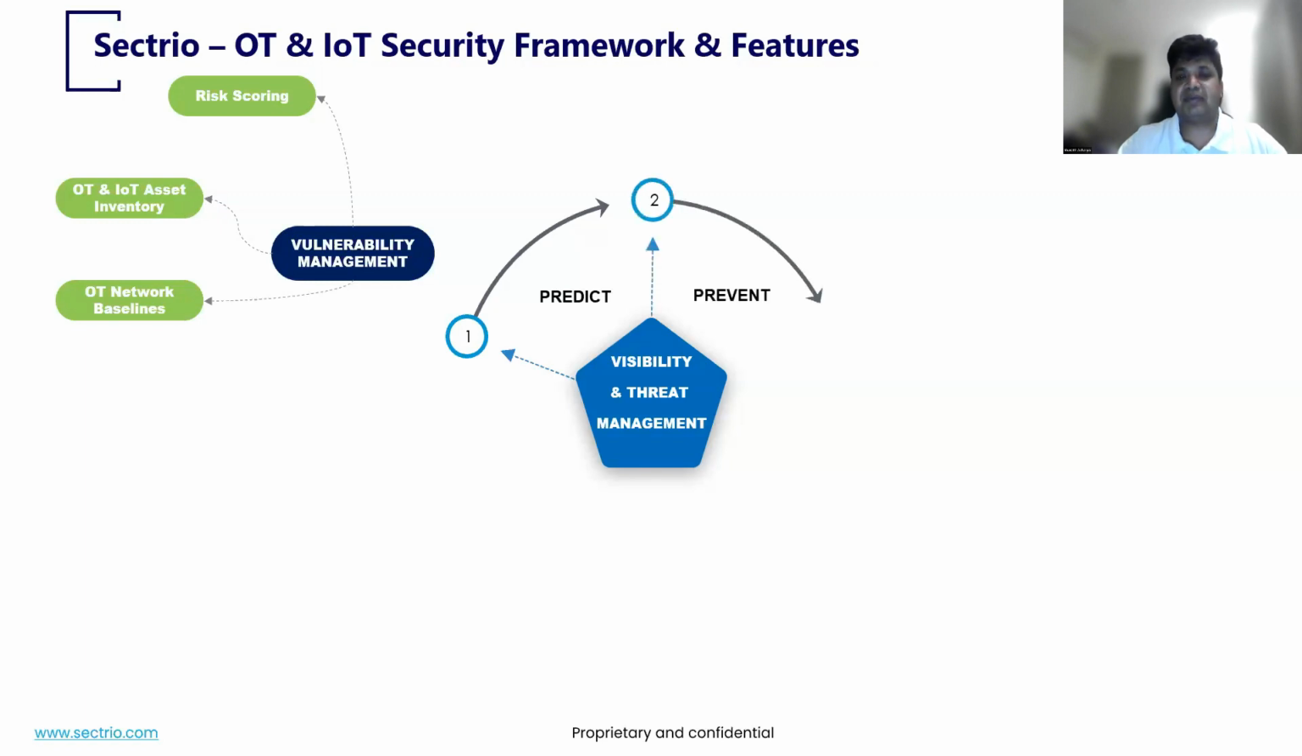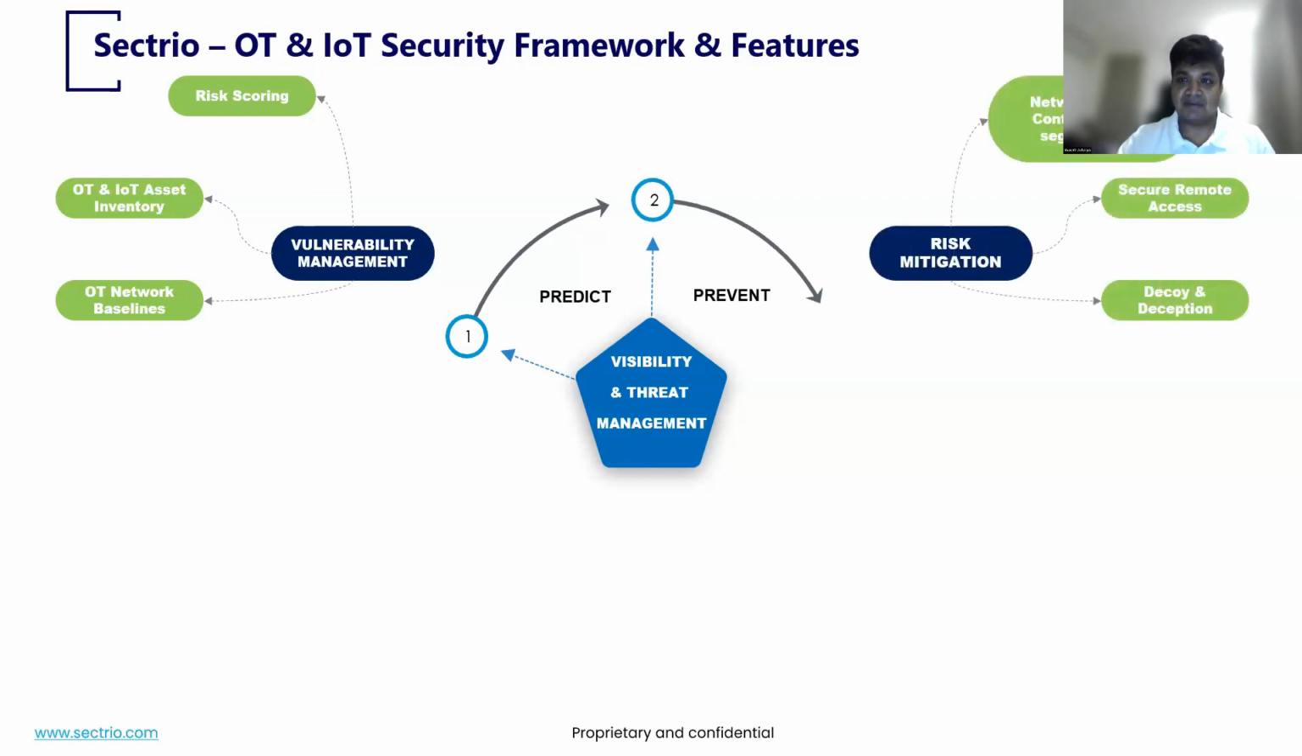Second is, after you've predicted what are the things that could go wrong, that is, vulnerabilities that can be exploited, how do we prevent it? So we have built modules which cater to network access control and microsegmentation.